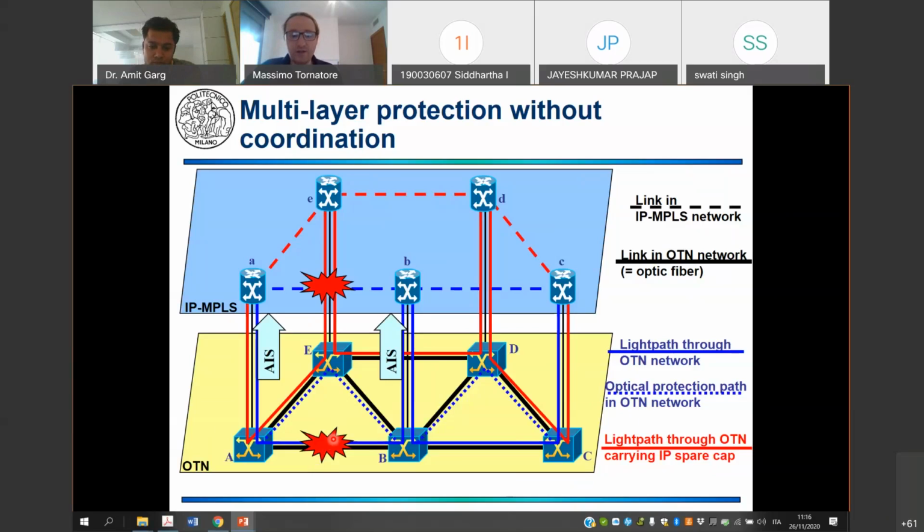Due to this failure, the cross-connect sends a message which is called alarm information signal, AIS, to the routers, okay? Routers get this information, the information regarding the failure in the physical layer, and react. What does it mean that they react?